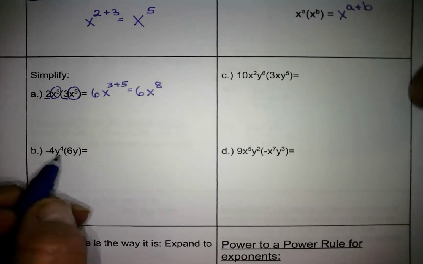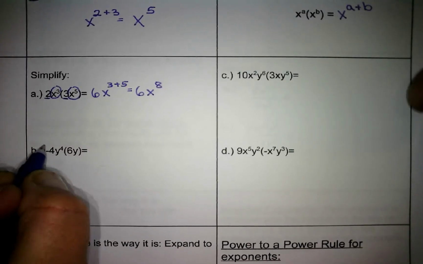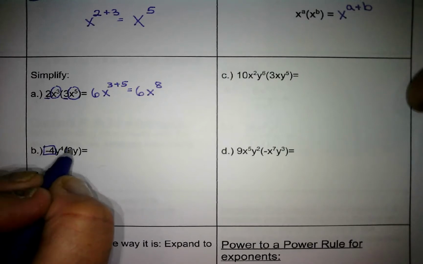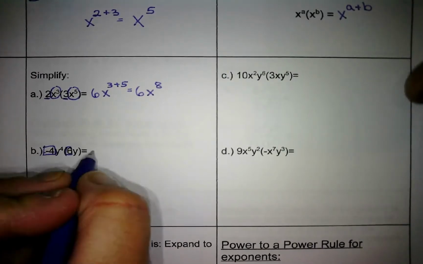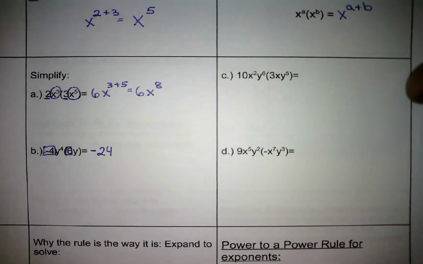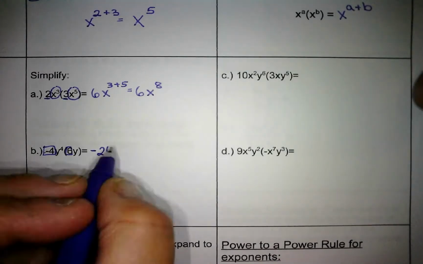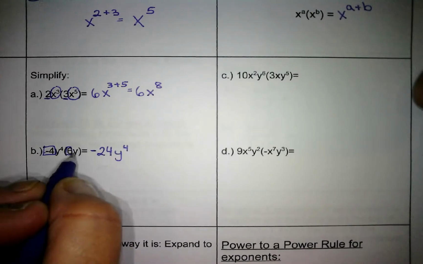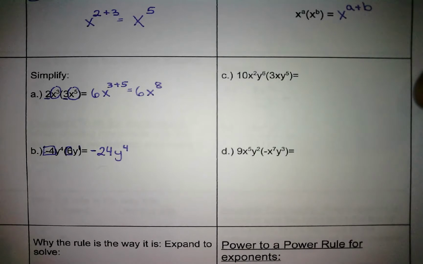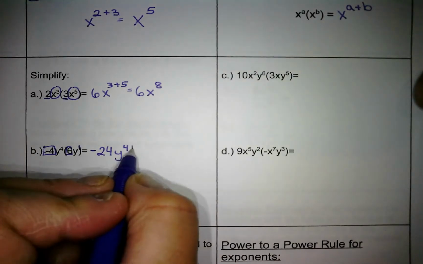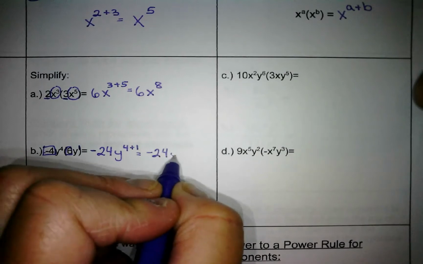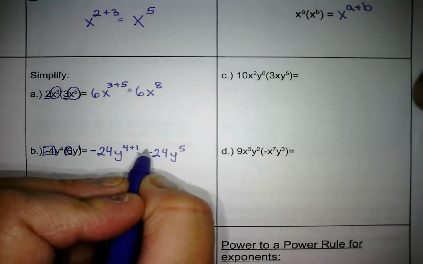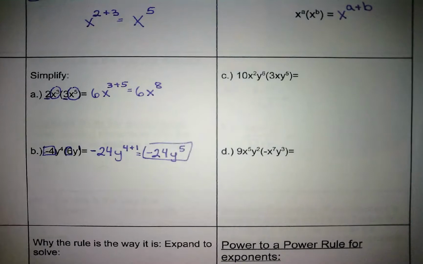Let's move on to b. So for b, we have coefficients, negative 4 and 6. We always want to deal with those first. So negative 4 times 6 is negative 24. And then we have y to the 4th, and this is a y to the first power. So that's going to be 4 plus 1. So that's going to be negative 24 y to the 5th. And that'll be our final answer there.